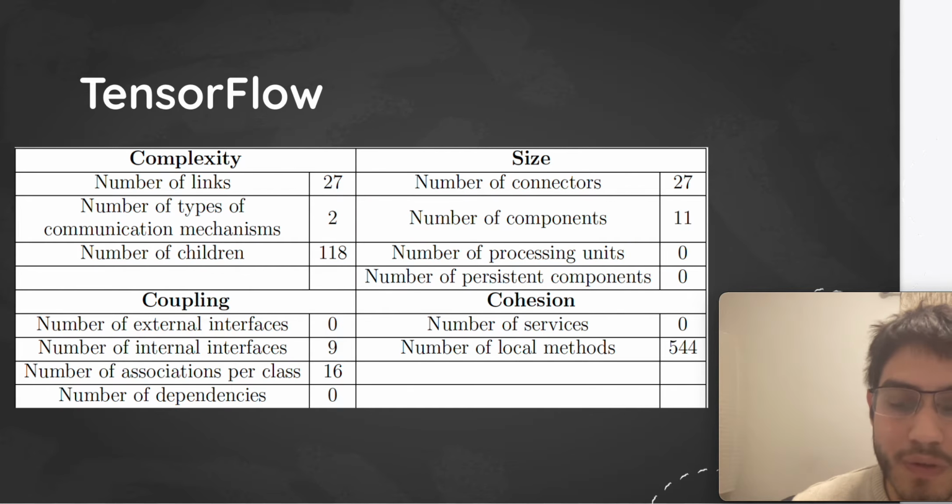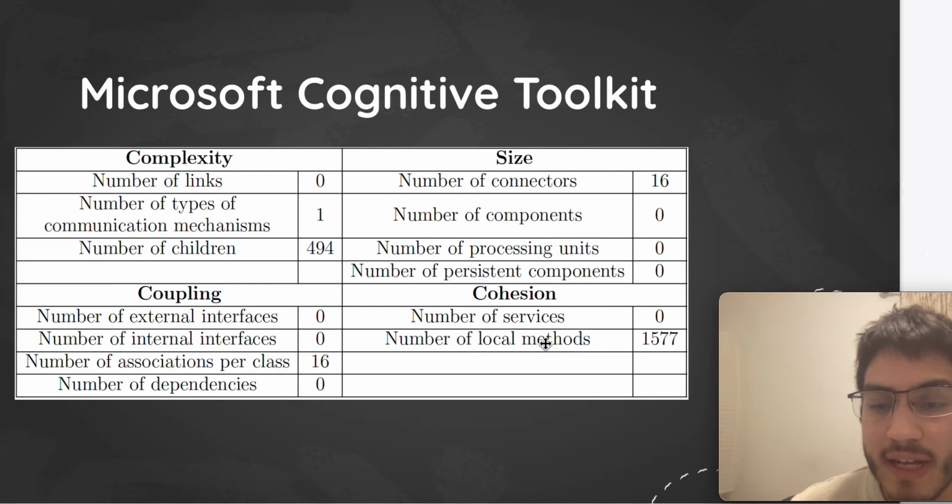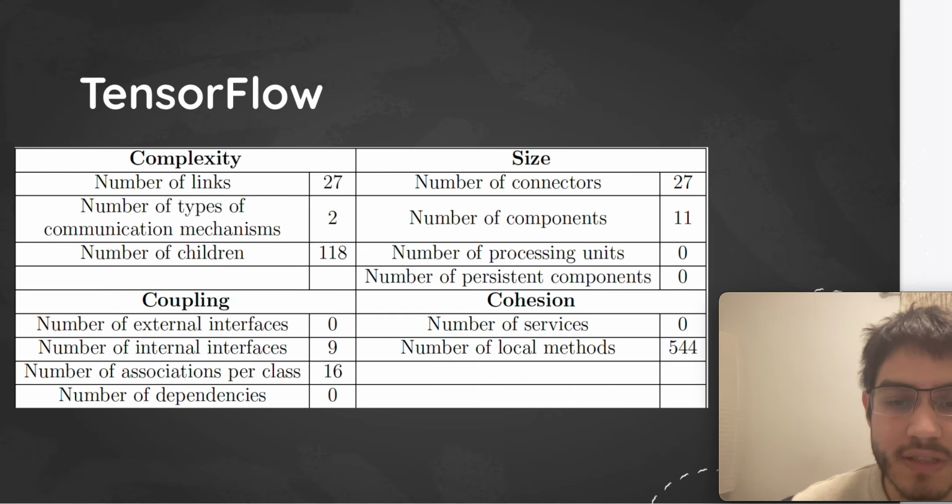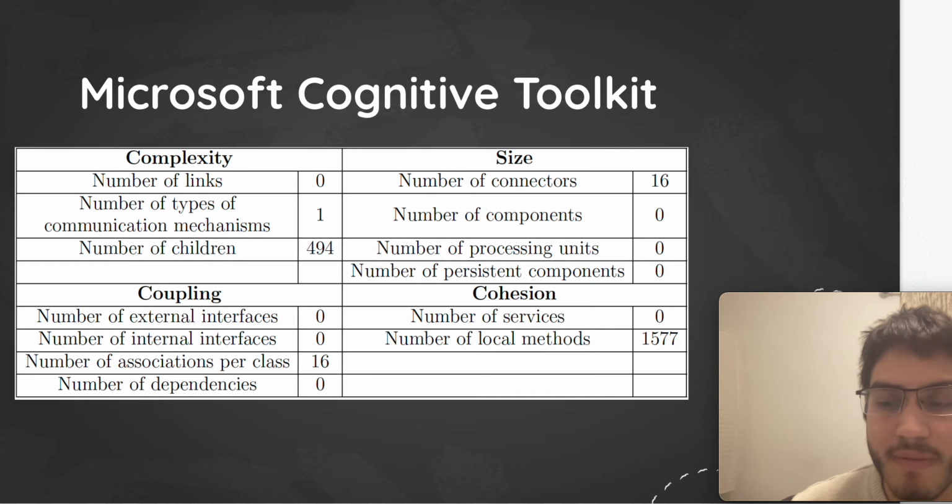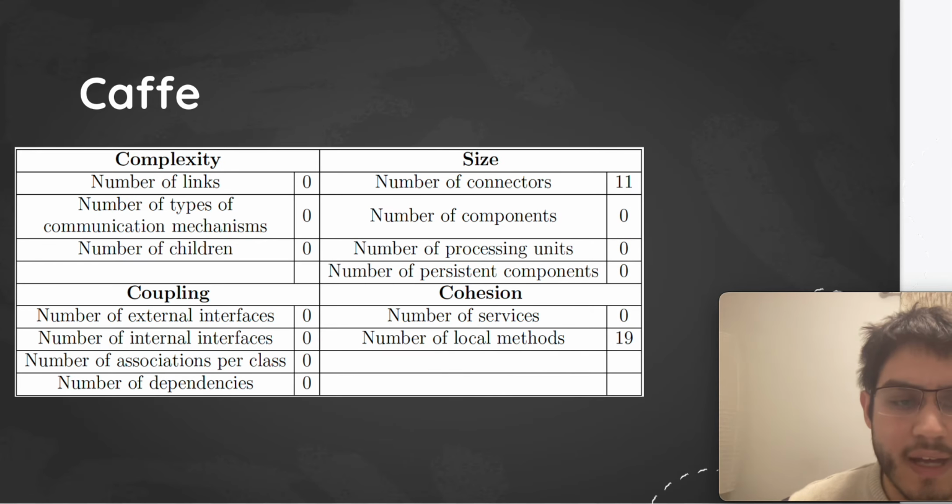So if we just see the difference between these two, we can see that Microsoft can be harder to maintain because it has a lot of methods and the same number of classes, which can be concerning for maintainability in the future. We have Cafe.